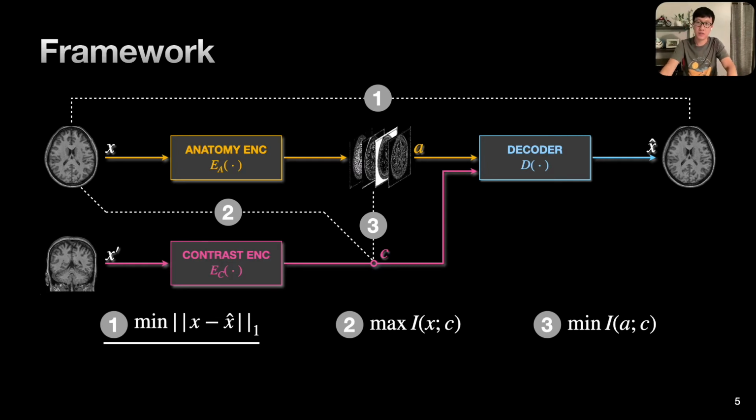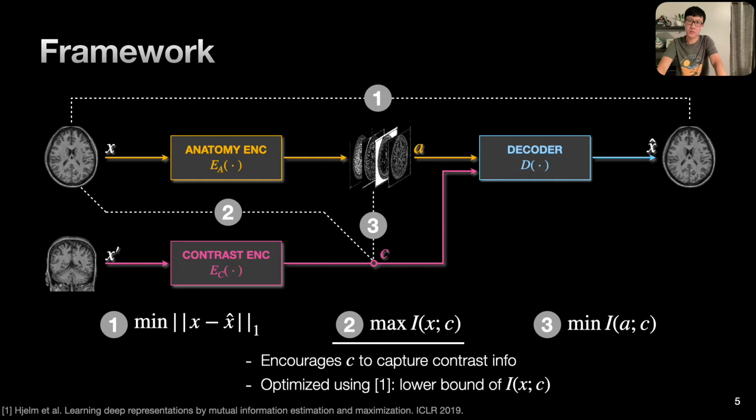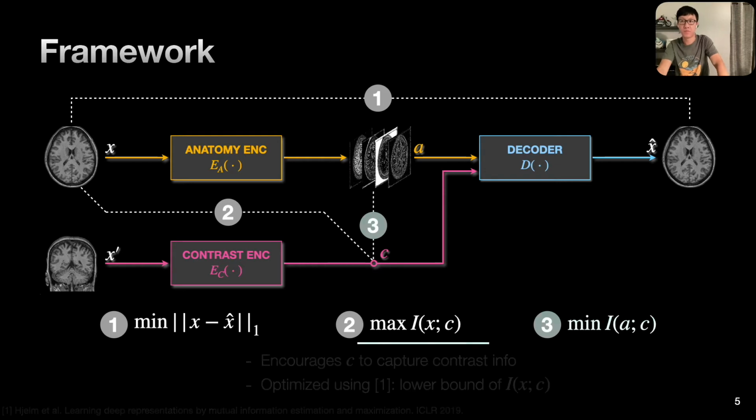The first one is just an L1 loss between X hat and X, and this is typically used in image synthesis works. The second one is to maximize the mutual information between X and C. Because X and X prime only share the contrast information, and C is learned from X prime instead of X, maximizing this mutual information between X and C essentially would encourage C to capture contrast information. We also show in the paper that this mutual information maximization can be achieved by maximizing the lower bound of IXC following reference number 1.